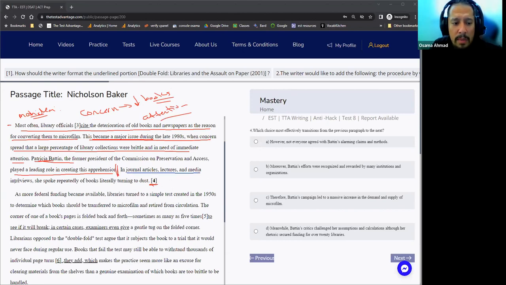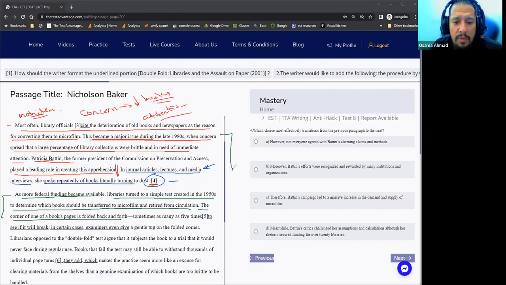In journal articles, lectures, and media interviews, she spoke repeatedly of books literally turning to dust, right? So هتخوف الناس تقول الناس, well, books are being ruined, books are being destroyed. ده السؤال هنا. برضه هقرا الانفورميشن اللي بعديها. As more federal funding became available, libraries turned to a simple test created in the 1950s to determine which books should be transferred to microfilm and retired from circulation. The corner of one of the book's pages folded back and forth. So, well, هنا ناس بيقول, well, you know, Patricia بتخاف الناس تقول البوكس كلهم هيبوظوا, right? وهنا بيقول, well, عملوا test عشان يتأكدوا الكتاب محتاج مايكروفيلم ولا لا، لازم نحول الكتاب لمايكروفيلم ولا لا، right.